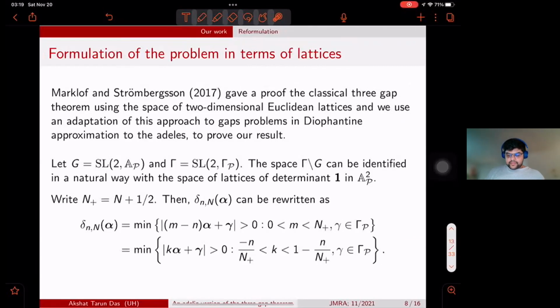For some technical reasons, let's replace n with n plus half, which is denoted by n⁺. So then this is our formula for the nearest neighbor distance. Now, taking m minus n to be k, we have this reformulation of the nearest neighbor distance with certain restrictions on k. So there is a lattice which is kind of hidden here in the background, and we want to identify what this lattice is.